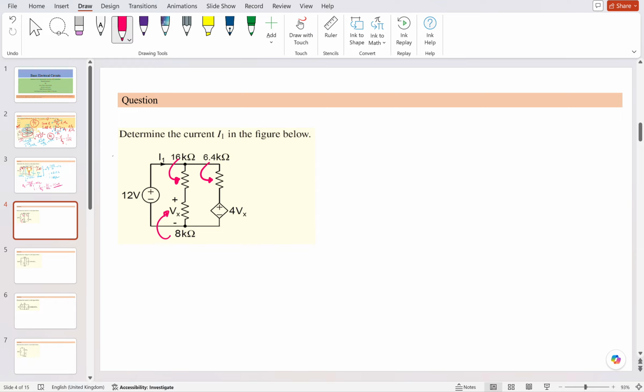Last 1 minute. Okay, I got one answer as 1.125. Re-verify whether it is correct or not. One other answer, 2.3 milliamps. Both students should verify whether their answers are correct or not.